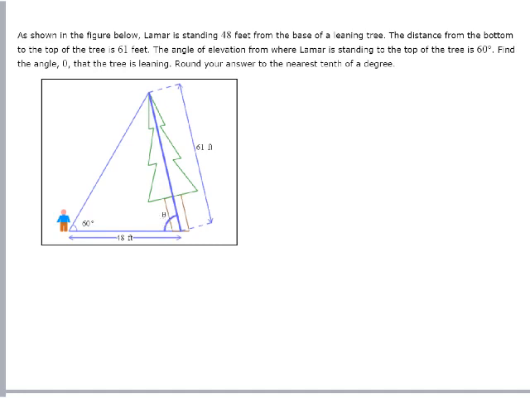Well, let's see, can we use law of sines? If we think about it, do we have an angle with a side opposite of it? Yes, we do. We have an angle with a side opposite of that, so we're going to call that sine of 60 degrees over 61. So that is one starting point.